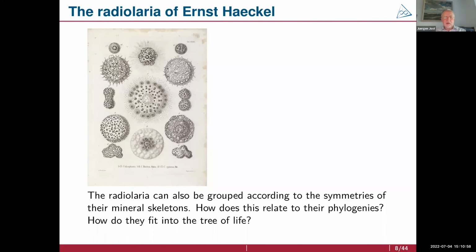But of course, the question that you want to ask is, how does this relate to the phylogenies? That is, are radiolaria with the same symmetry group or with similar symmetry groups also phylogenetically related to each other? That is, do they have a rather recent common ancestor? Or in other words, how do these structures fit into the tree of life that Darwin also drew?